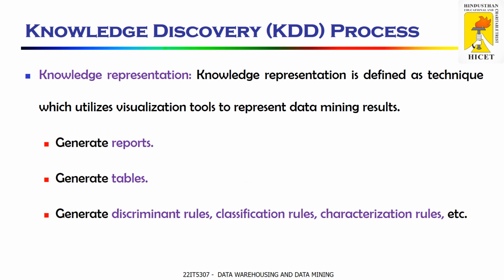The end of the KDD process is knowledge representation. Here we present the mined knowledge in a way that humans can easily understand. By using reports, tables, graphs, decision trees, classification rules, and characterization rules, all those representations will be useful for humans to make decisions properly for their business and research.